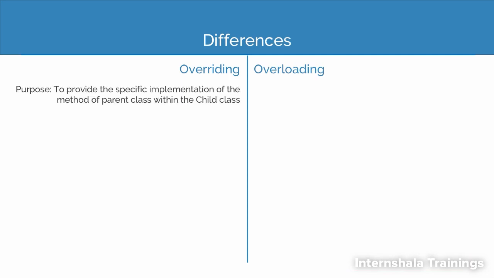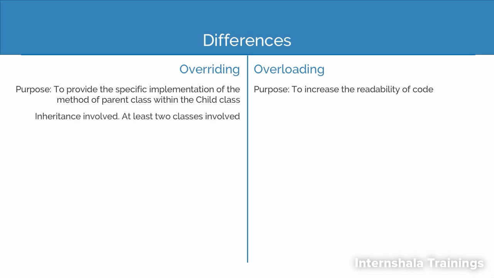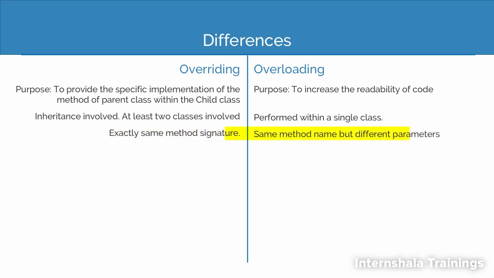In case of overriding, the purpose is to provide the specific implementation of the method of the parent class within the child class. But in case of overloading, the purpose is to increase the readability of the code. Here inheritance is involved. That is, in case of overriding, at least two classes should be involved, right? But in case of overloading, there is only one class involved. In overriding, the method signature should be exactly the same, such as public void run in both cases. But in case of overloading, we have the same method name but different parameters.